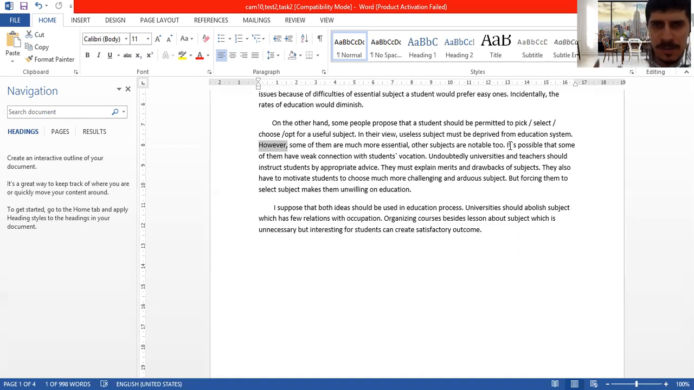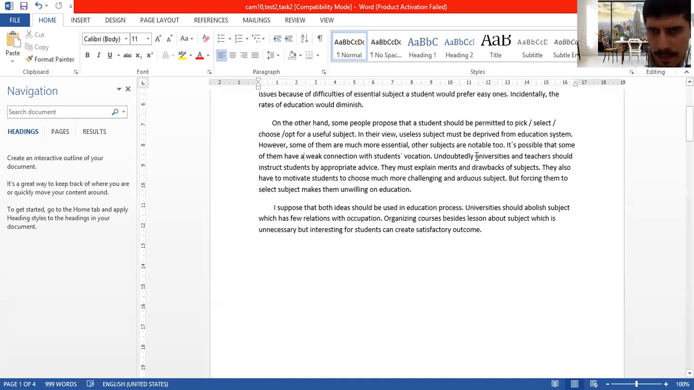It is possible that some of them have weak connections, have either a weak connection. So we can generalize the situation in two ways. One of which is adding, let's say, an indefinite article, and the other way is pluralization, that we make the noun plural. A weak connection with students' vocation.